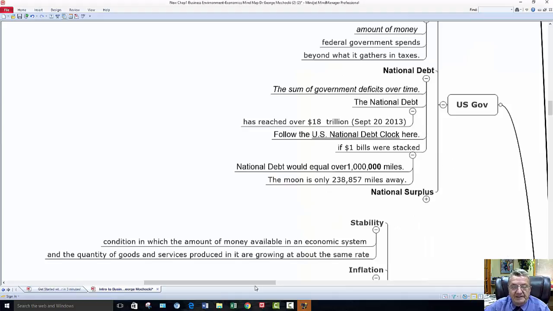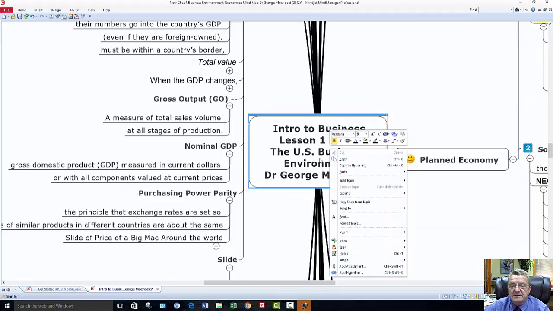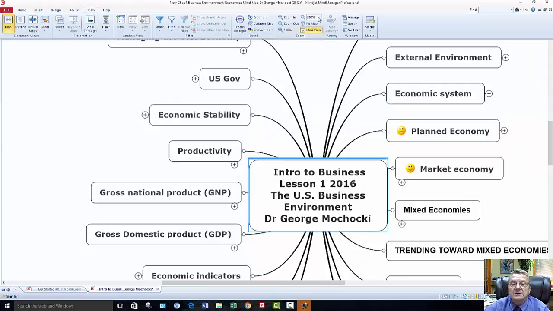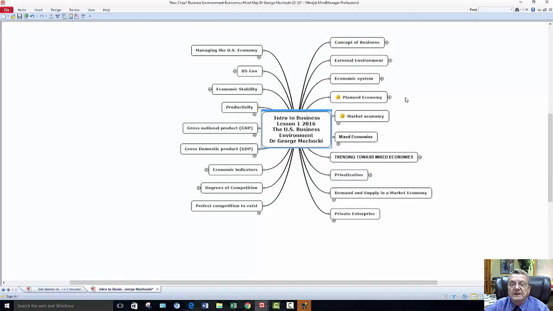Okay, so in a nutshell, let me just put this back down in here and do this, expand to level one. And what did we cover as a review? I think I went at, let's go 100. We covered the concept of business. We talked about the external environment. We talked about economic systems. You got socialism, you have communism, and you have capitalism. What you've learned going forward is more of mixed economies. You have market economies. That's what we are, capitalistic, free market.